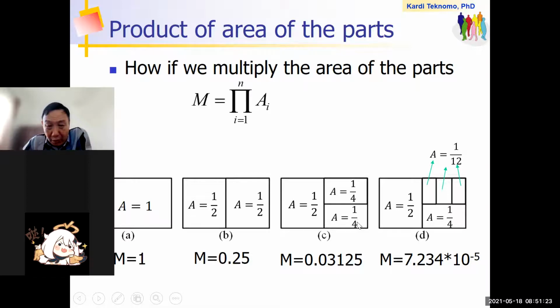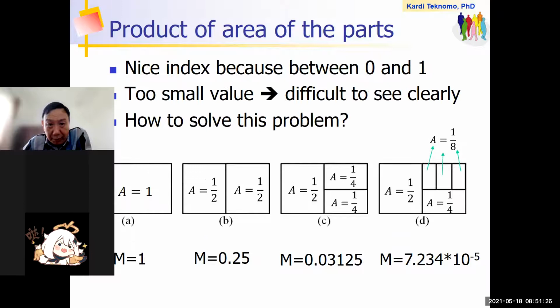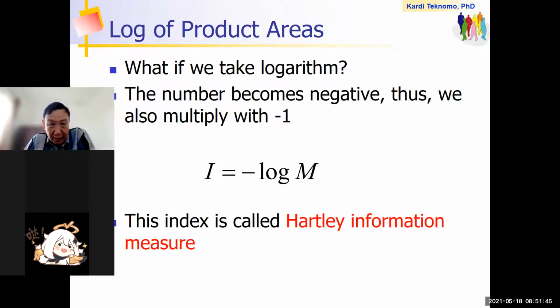In that case, one way to handle very small numbers is to take the log. It's a nice index actually, between 0 and 1. The very small value in D is difficult to see clearly. So one way to solve this problem is to use the logarithm. But if we take the logarithm, the numbers become negative. So in that case, it will be multiplied by -1. So then we have minus log M. Someone already proposed this. His name is Hartley, so this index is called the Hartley information measure.